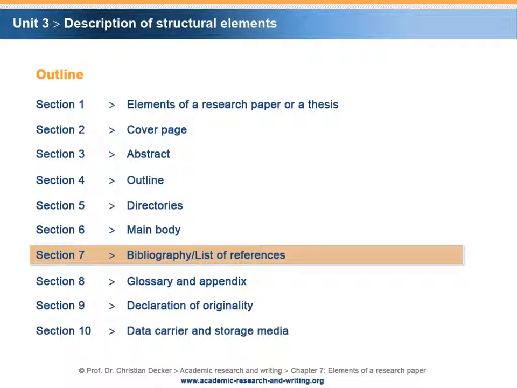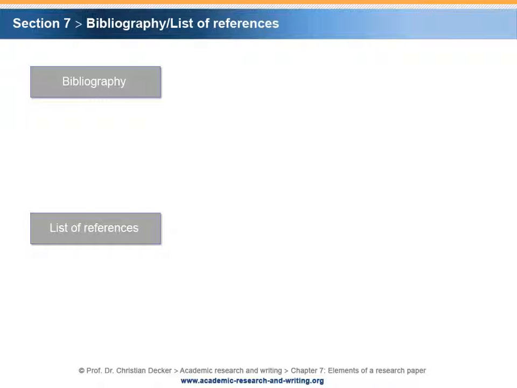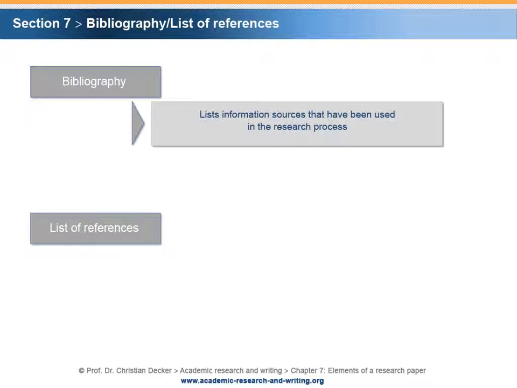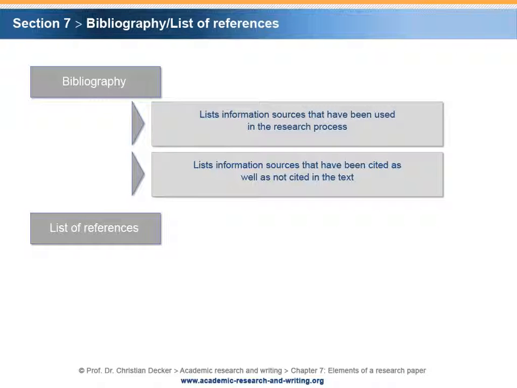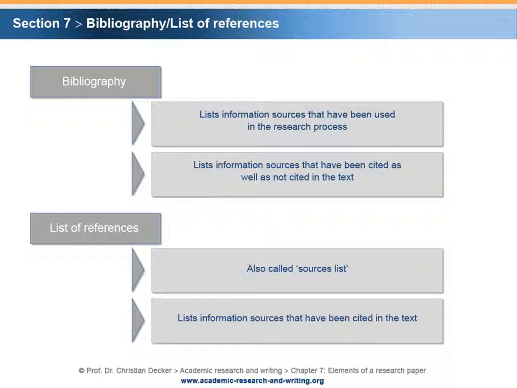Section 7. Bibliography and list of references. In many cases, bibliography and list of references are used as synonyms. However, the terms bibliography and list of references can be differentiated as follows. Bibliography refers to information sources that have been used in the research process and may have been cited or not been cited in the text. The list of references, sometimes also referred to as a sources list, only lists information sources that have been cited in the text.